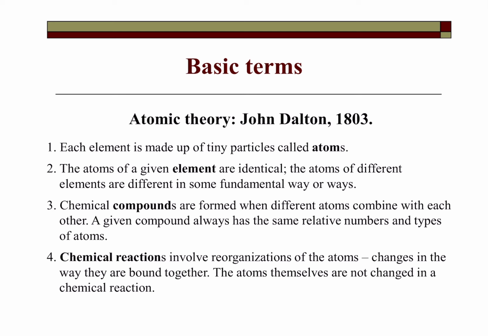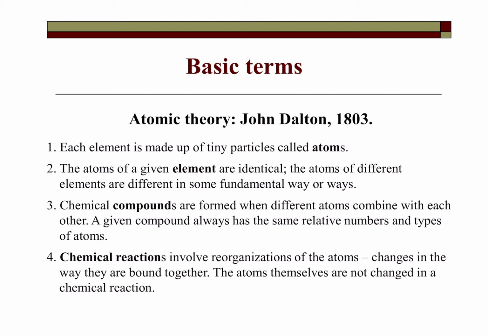The first theory about the atom starts with John Dalton. John Dalton has four basic rules. The first: each element is made of tiny particles called atoms. It's very easy. Every substance, every element, is made of atoms. The atoms of a given element are identical. Okay, for each element we have the same atoms.